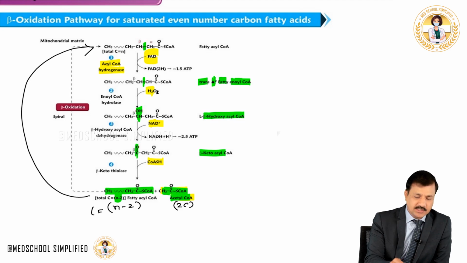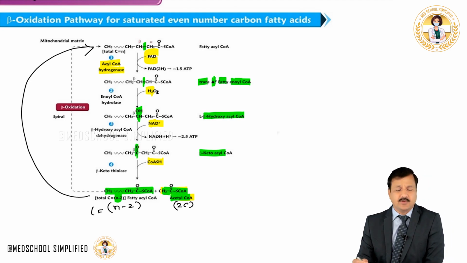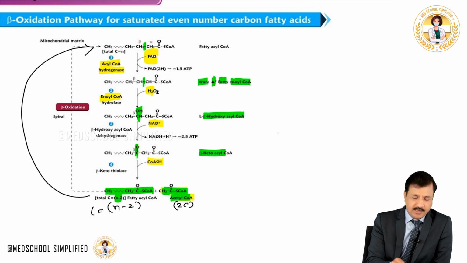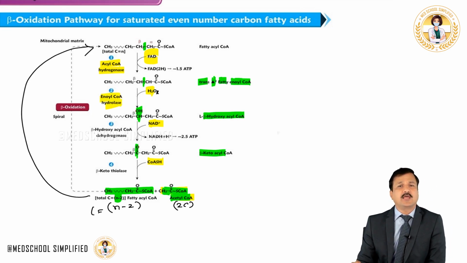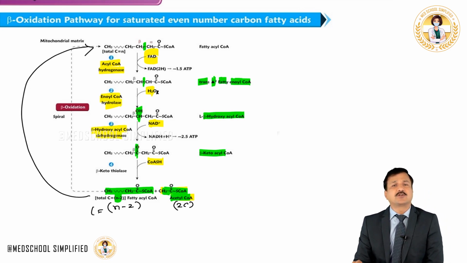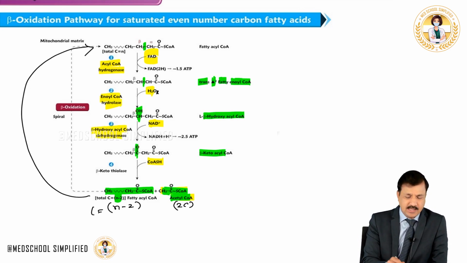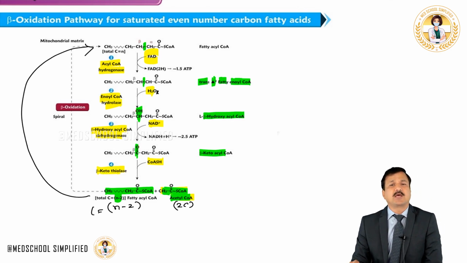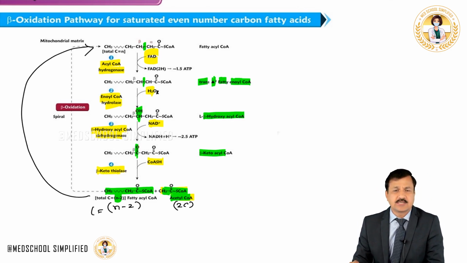Now in each beta oxidation spiral, as you see here, there are 4 reactions. Number 1 reaction catalyzed by acyl-CoA dehydrogenase. Number 2 reaction catalyzed by enoyl-CoA hydratase. Number 3 reaction catalyzed by beta hydroxyacyl-CoA dehydrogenase. And number 4 reaction catalyzed by beta keto thiolase enzyme.